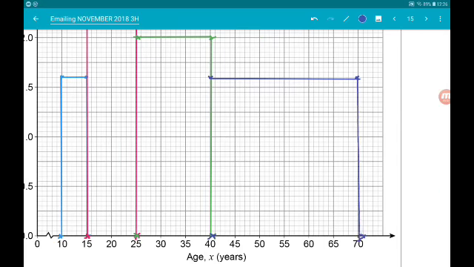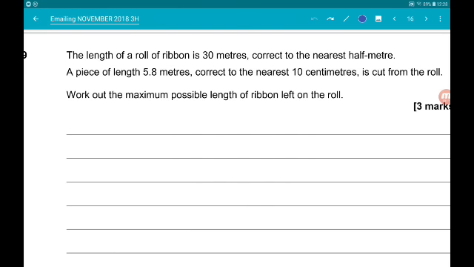Okay, number 19, we have bounds. So the length of a roll of ribbon is 30 meters, correct to the nearest half meter. A piece of length 5.8 meters, correct to the nearest 10 centimeters, is cut from the roll. Work out the maximum possible length of ribbon left on the roll. Okay, so we're thinking best case scenario here.